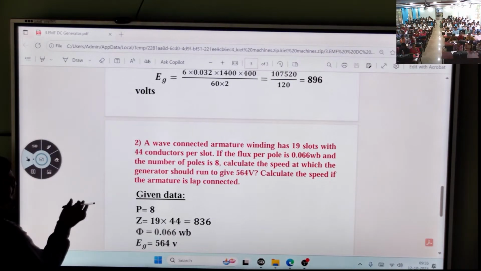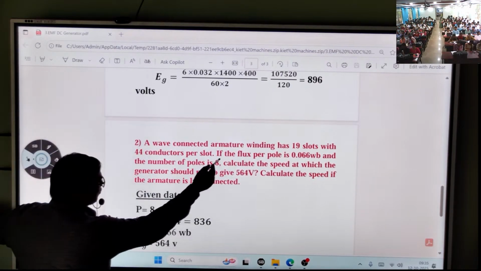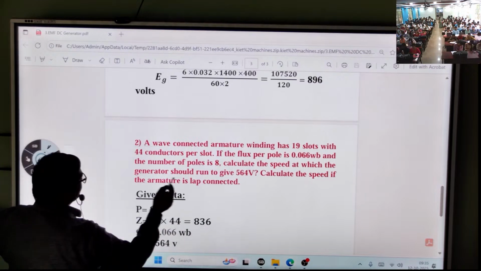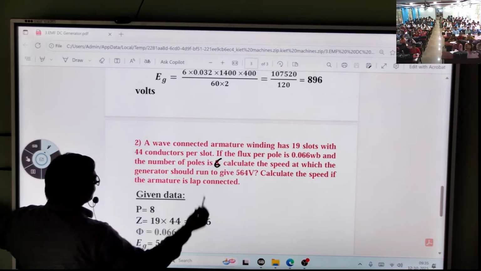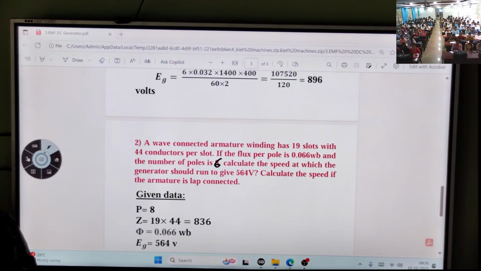Okay. P is equal to, you make a change of 6. Remaining everything is okay. Small human error. Okay. So kindly remember this.